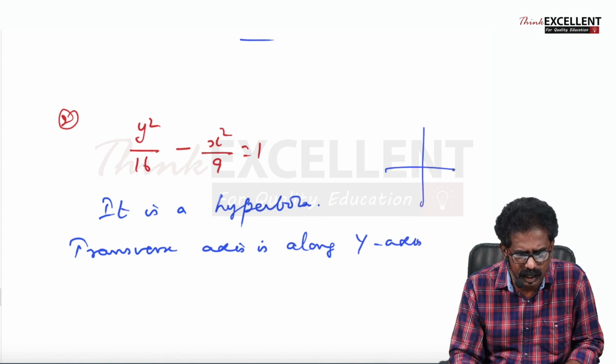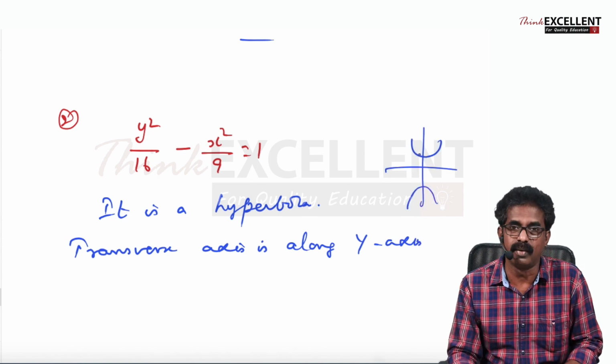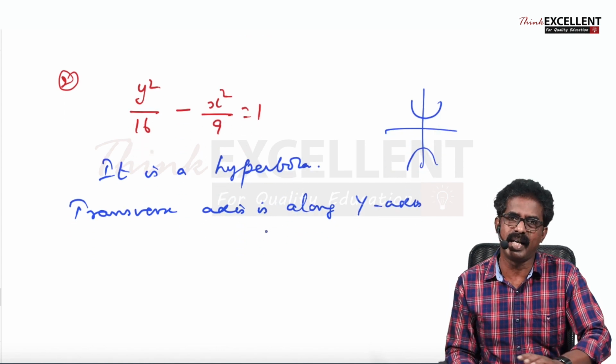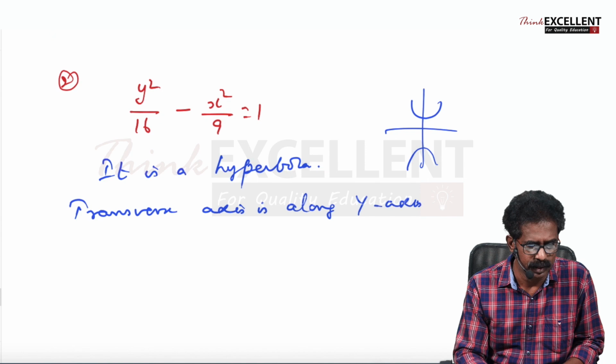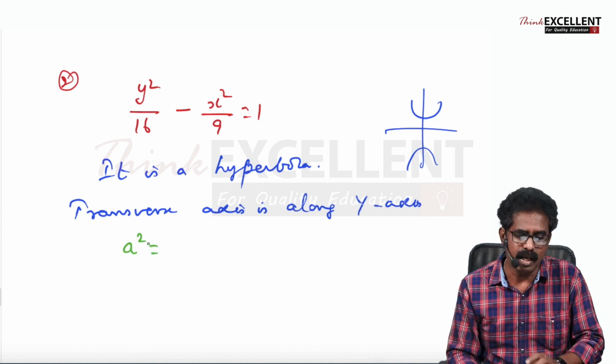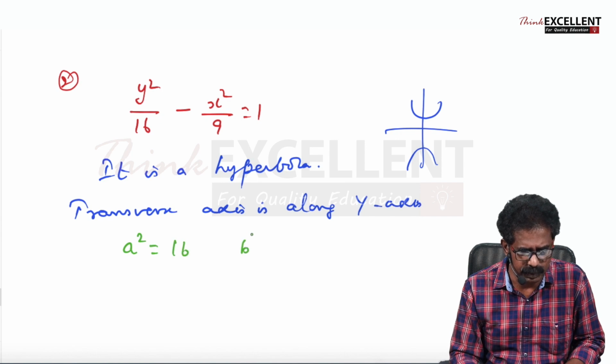Transverse axis along y-axis. So the formula, everything (0, ae), right? So that changes you should use. So if you have a rough diagram, you won't make mistakes. So now what is a square? Always remember, first one's denominator is a square. a square is 16 and b square equals 9.